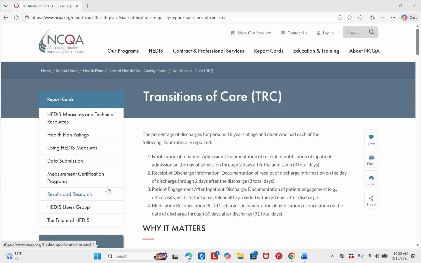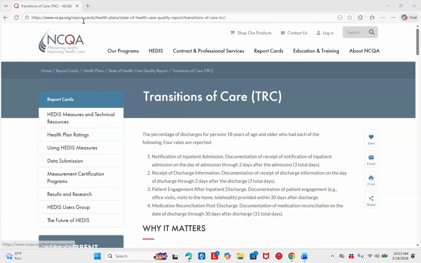Now, we're not going to look at the four indicators today. We're going to talk about the shared versus non-shared EMR systems. And I'll tell you what we're going to be discussing a little bit more today. But first, let's look at transition of care.